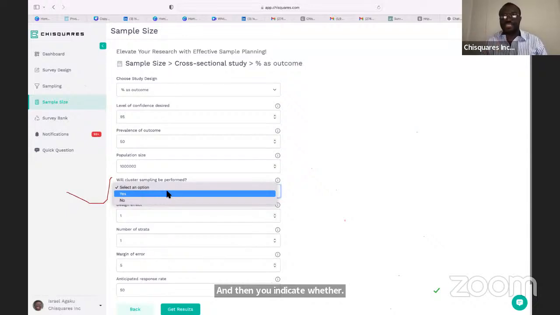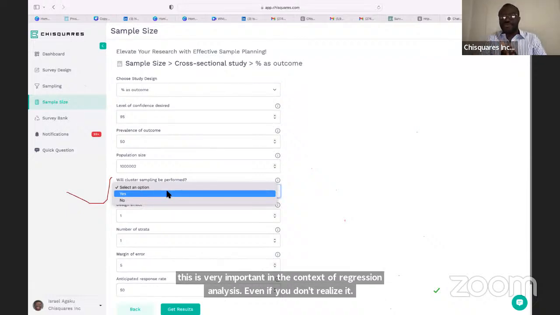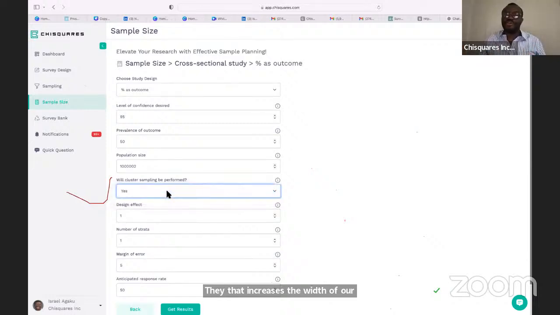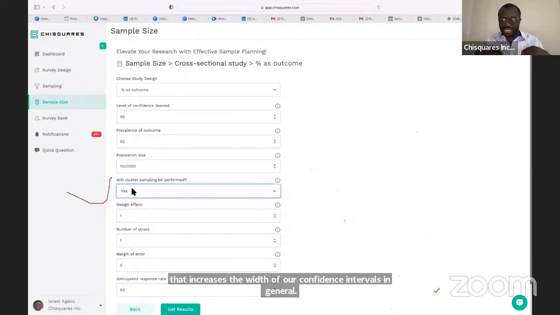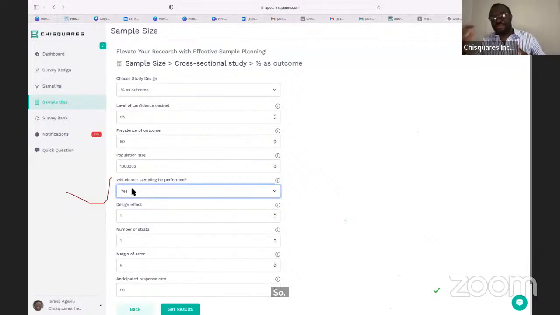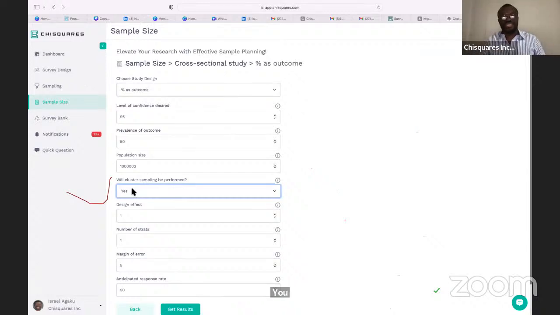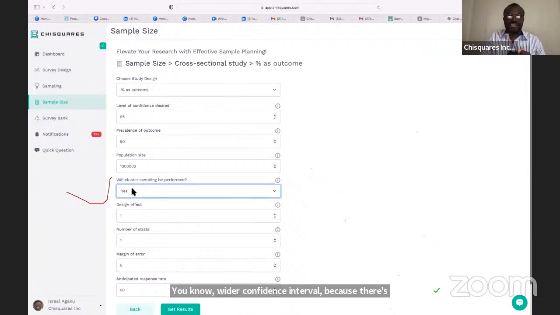And this is very important in the context of regression analysis, even if you don't realize it. When we use cluster sampling, that increases the width of our confidence intervals in general, right? So cluster sampling is in general associated with wider confidence intervals, because there's just greater variability in the outcomes, and so that would definitely lead to much wider confidence intervals in your results.